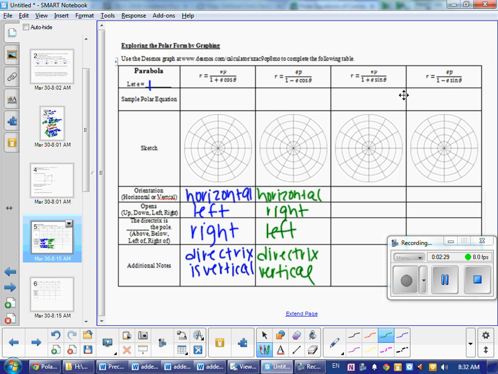All right, the next equation will be 1 plus e sine theta. So it doesn't always have to be cosine in the denominator. It could also be sine. So what do you think sine is going to do? Yeah, it's going to make it vertical. And it's 1 plus sine. So what do you guys think that plus sign is going to do? You think it's going to open up? Okay, so let's check it out.